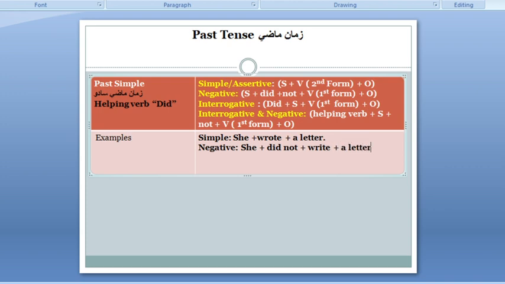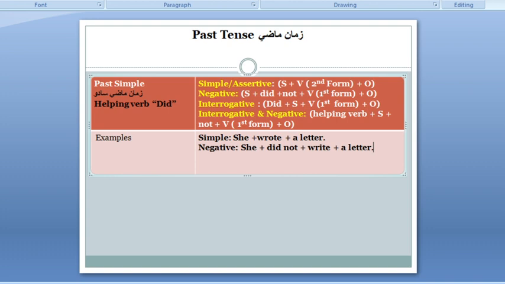a letter. So what are other examples, like she broke a glass. So broke is the second form of the break, and she completed. So completed is the second form of complete. So third form is also completed. She bought. Bought is the second form of the buy, and also third form of the buy is bought.